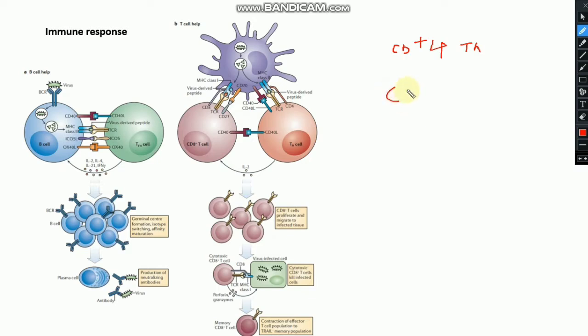And another kind of T cell is the CD8 positive T cells. These cells are also known as cytotoxic T cells. These cells destroy the infected cells upon activation, and they have several mechanisms. The main mechanism is perforin and granzyme. The CD8 positive T cells produce perforin and granzyme, which are cytotoxic materials, and these materials destroy the infected cells.